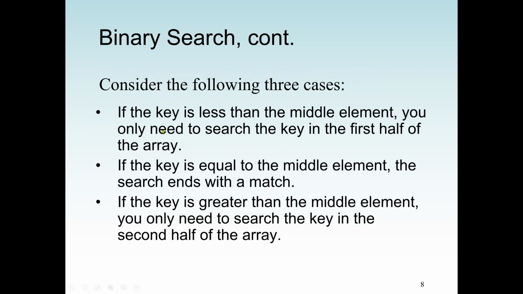Then, if the key is less than the middle element, you only need to search the key in the first half of the array, which is the lower side. Now, if the key is equal to the middle element, then you find your match. You stop searching. Now, if the key is greater than the middle element, then you only need to search the key in the second half, which is the larger part. So with binary search, we always divide into two. We ignore half of it.